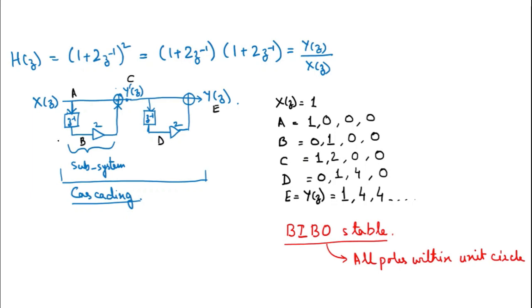However, we have seen a few moments back that the same system can also be represented with this equation: H(z) = (1 + 2z inverse) whole square. So you can see we are having two subsystems, 1 plus 2 z inverse and 1 plus 2 z inverse, and they are multiplied. Multiplication means cascading. This is the cascading type of realization of the filters. Initially we have implemented 1 plus 2 z inverse, and here also 1 plus 2 z inverse.